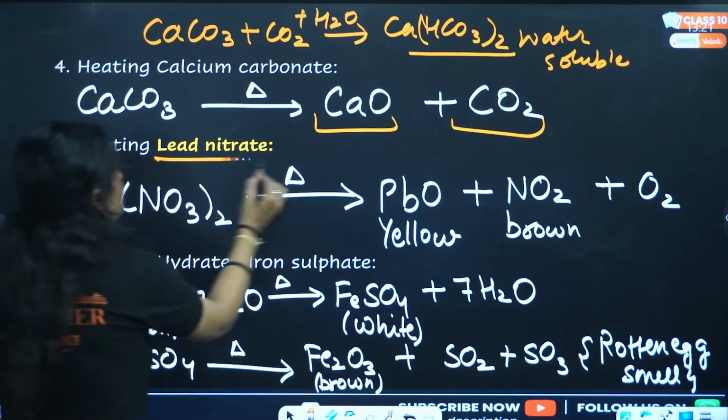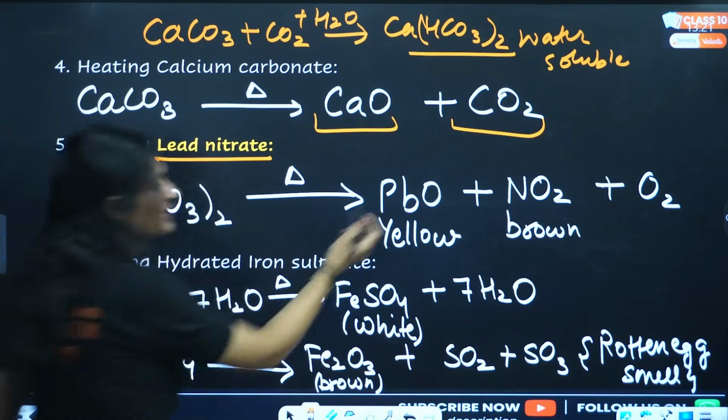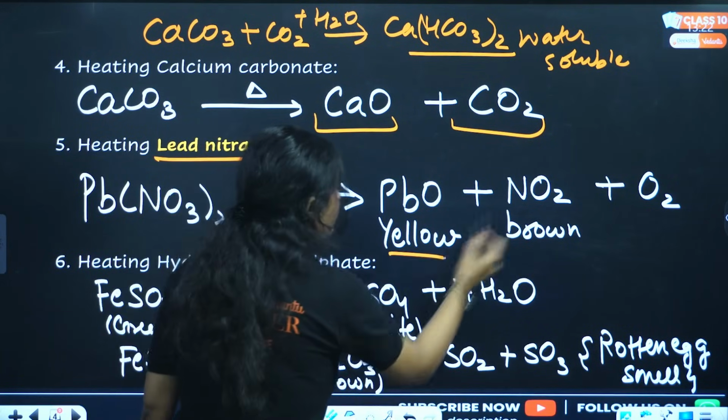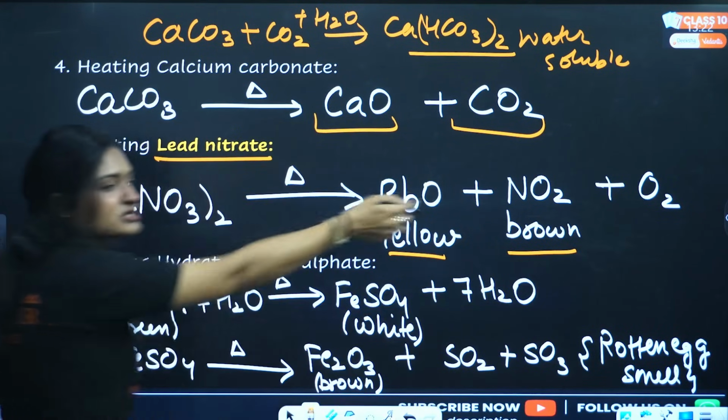Next is lead nitrate. Decomposition of lead nitrate gives lead oxide, which is yellow in color, nitrogen dioxide, which is brown in color, and oxygen gas.